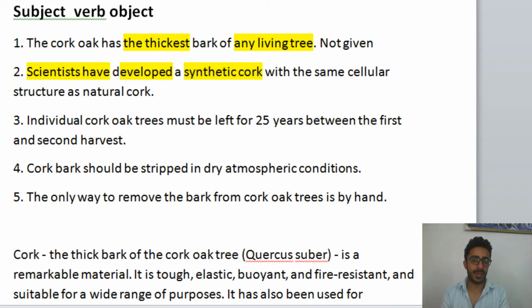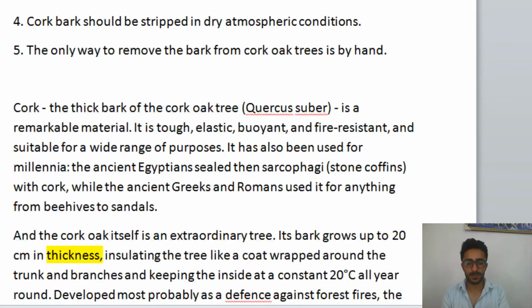And my next one is same cellular structure as the natural cork, which might be the location word here. Mostly in location you find nouns, and nouns might be scientist or cellular structure. They are easy to find as compared to developed, because as you have seen in reading, most of the time there are synonyms, right? So let's move to the reading.